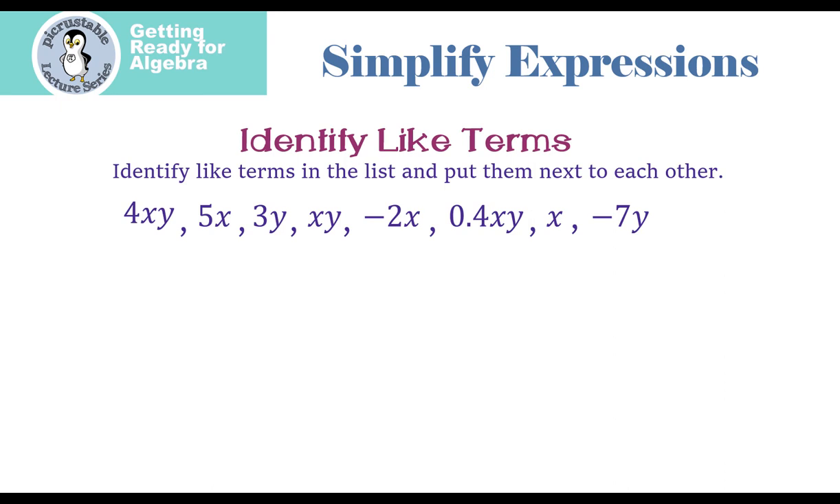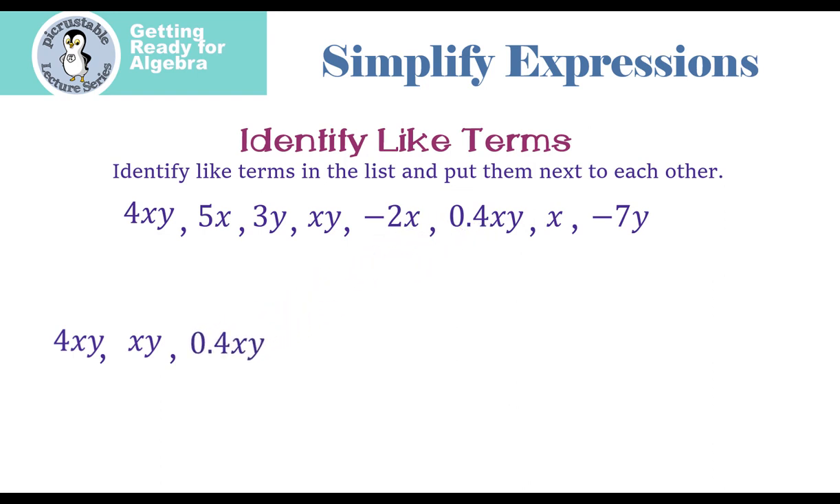Let's identify like terms in the list and put them next to each other. Let's start with 4xy. I'm going to look through the list and I'm looking for another xy. Here we go. Let's put them next to each other. Now let's keep going. Oh, there's another xy. And that looks like it.